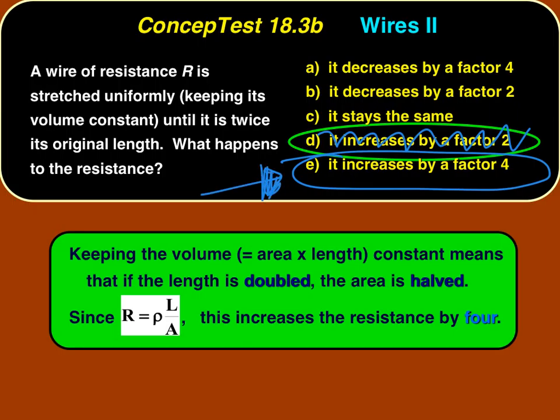But yeah, this sounds better, and I think we've seen this, where it's like 2L up here, and then 1/2 A up here. And so dividing by the fraction, same as multiplying by the reciprocal, and we get that 4 times the resistance.